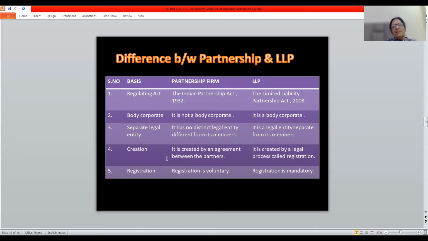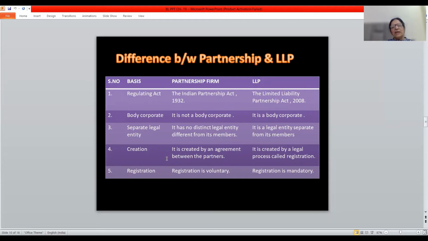And now friends, I will take up two distinctions. First is the distinction between partnership and LLP, and second will be the distinction between LLC and LLP. LLC stands for Limited Liability Company, and LLP, you all know, is Limited Liability Partnership. Now friends, I'll take up all the points of distinction between partnership and LLP. First is the Regulating Act. What regulates partnership?